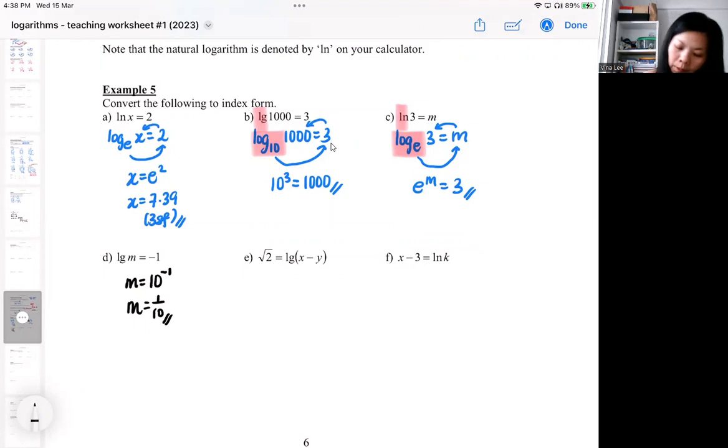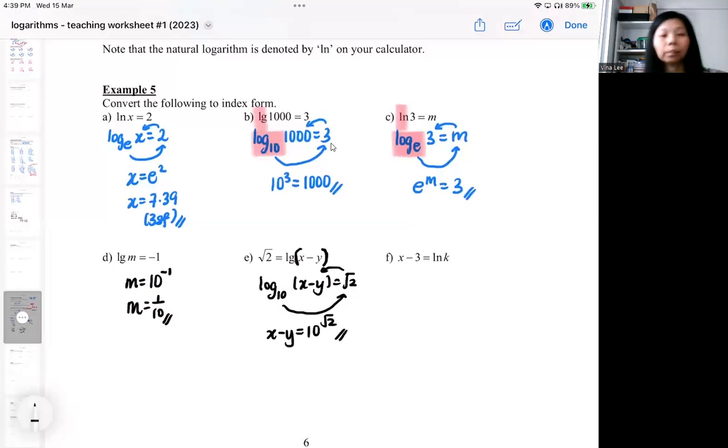Okay, this one is a log of x minus y. If you couldn't see it so directly yet, you see it like this. So changing it, that means x minus y is 10 to the power of root 2. Okay, this one is a ln, that means it's a base e.